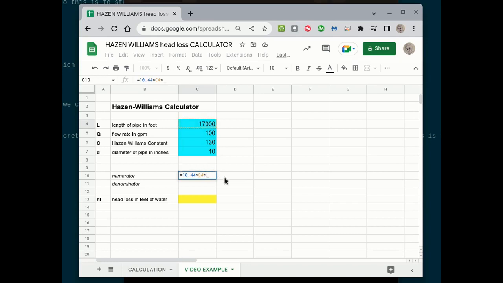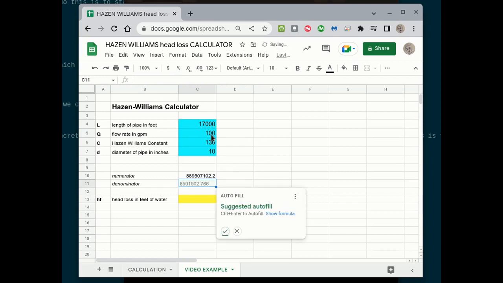And so we know that whatever number is in C4 is going to be that length. Okay, we're going to multiply that times the flow rate, and we're going to use the caret, so shift and the number 6. And 1.85 is our exponent. Check to make sure that your calculation here matches what you have for the Hazen-Williams formula, but that should be pretty close. It's going to suggest an autofill, press escape, because it's not the same calculation on the bottom.